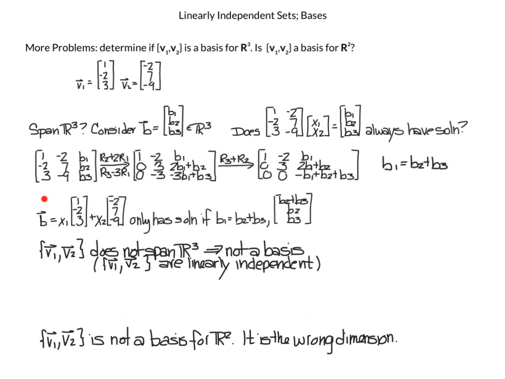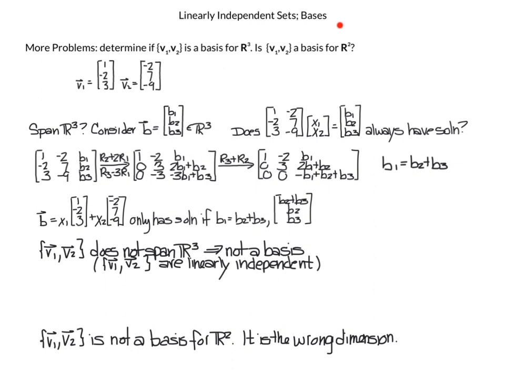And just writing that out again, our b is equal to a linear combination of our v1 and v2 only if b1 is equal to b2 plus b3. In other words, only for vectors in R3 that look like b2 plus b3, b2 and b3. So v1, v2 does not span R3 and therefore is not a basis. As we noted, v1 and v2 are linearly independent, but it fails to span.